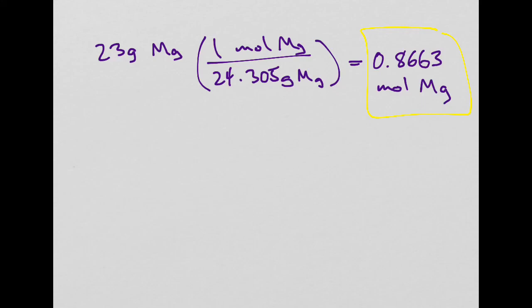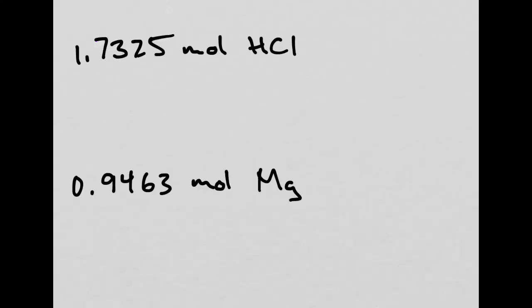Oops, I just realized that that was the wrong number. I put it into my calculator wrong, just like you guys do. It's actually 0.94, I thought it looked a little odd, 0.9463 moles of magnesium.